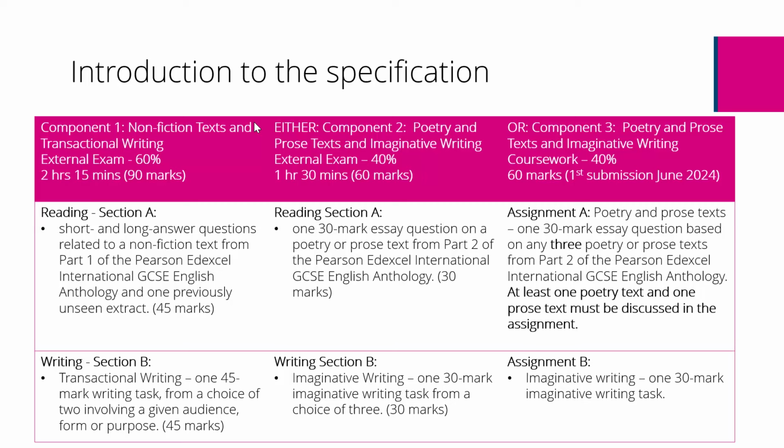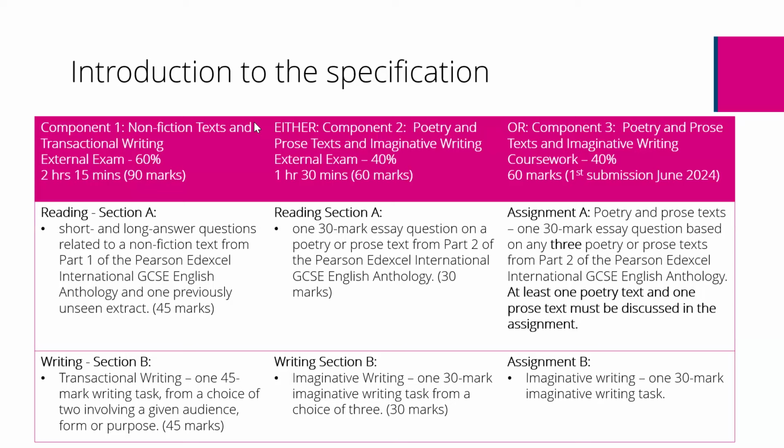So if you're taking the exam route, paper 2 is 1.5 hours. It's on poetry and prose text and imaginative writing. Section A is a 30-mark essay question on a poetry or prose text given to students on the day from part 2 of the anthology, so they will have studied that. And this is equally weighted across the reading and writing sections. And section B of that question paper is imaginative writing.